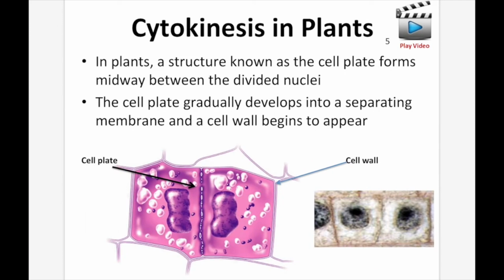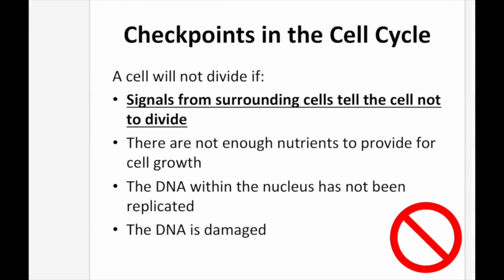Cytokinesis in plants. In plants, a structure known as the cell plate forms midway between the divided nuclei, and we're seeing that right there and right there. The cell plate gradually develops into a separating membrane, and a cell wall begins to appear. So eventually you get this hard cell wall dividing up the two new cells.